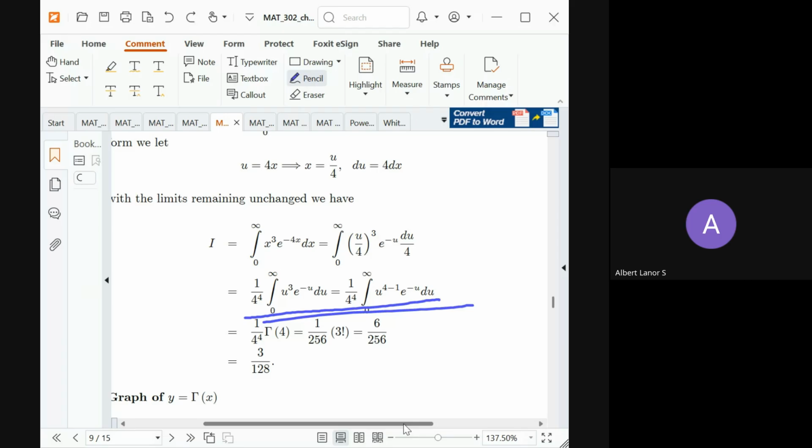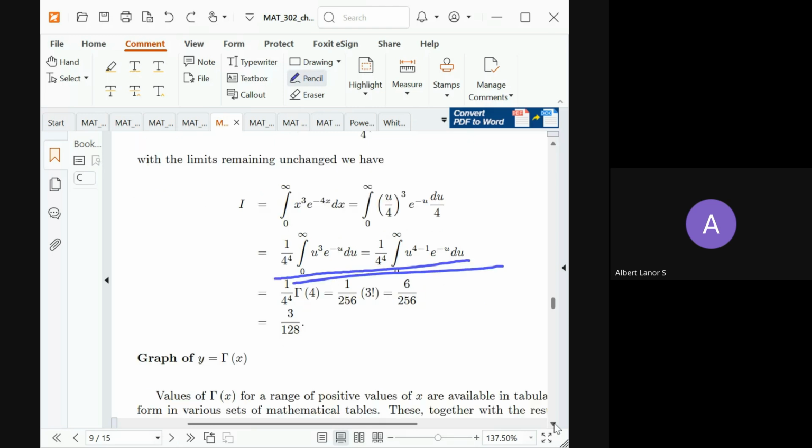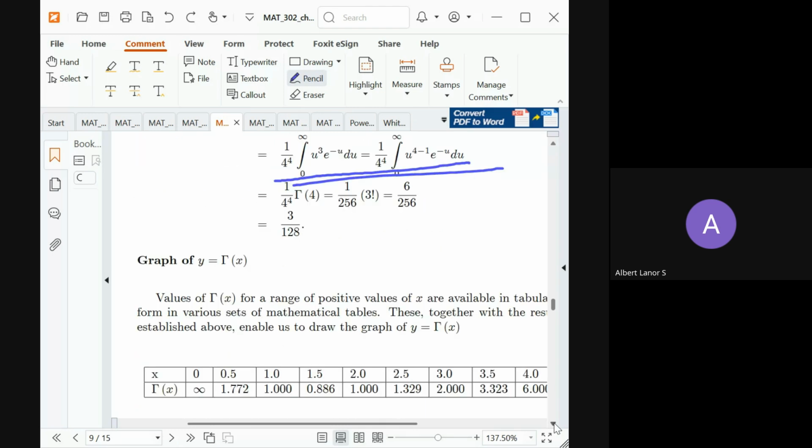Now, the gamma function has a graph like this. So you want to sketch it. Gamma of 0, gamma of half, gamma of 1.